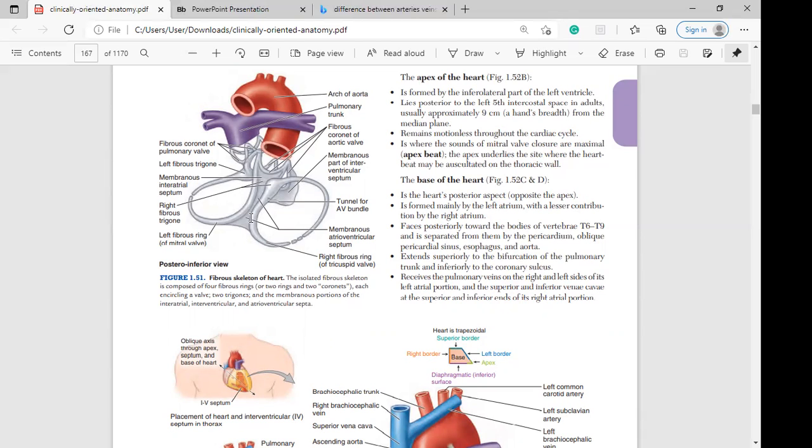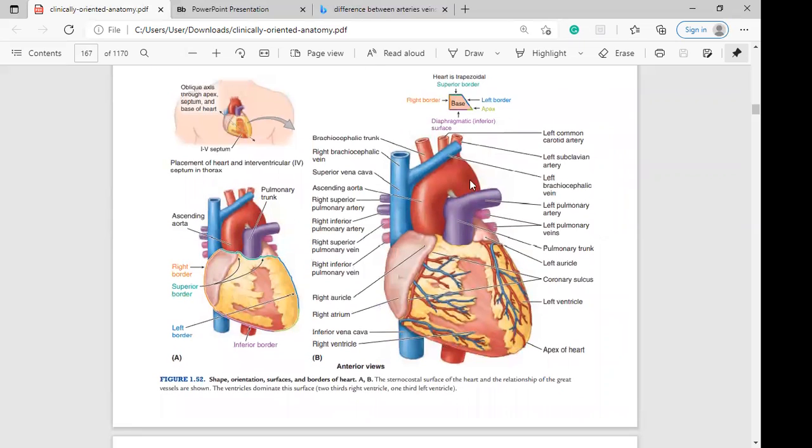Now, normally, do you think that the base of the heart will be on top or below? So this is the structure. Let's say this is the structure of the heart. Yes, this is the heart.